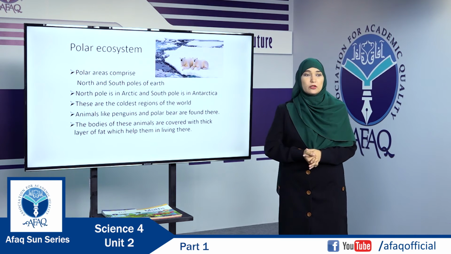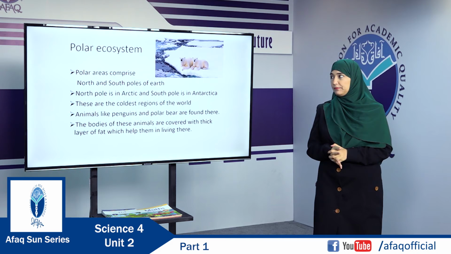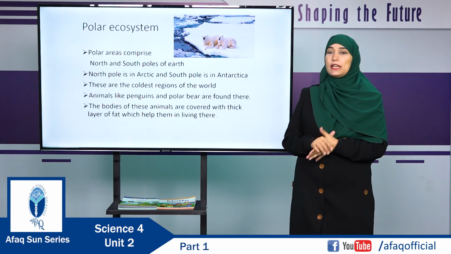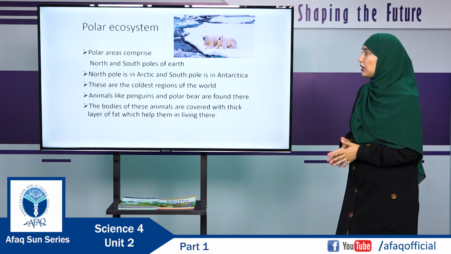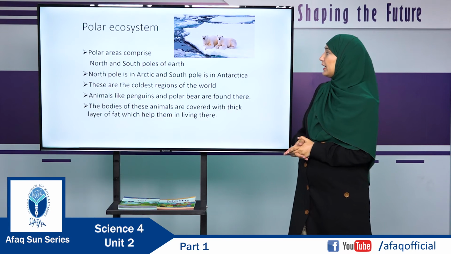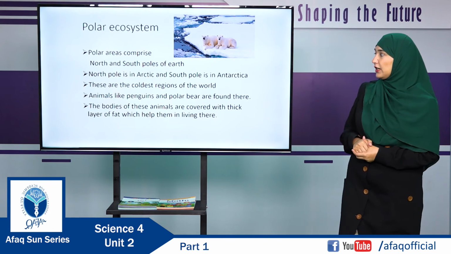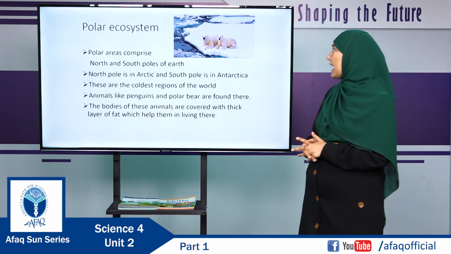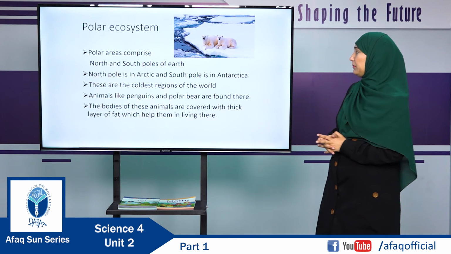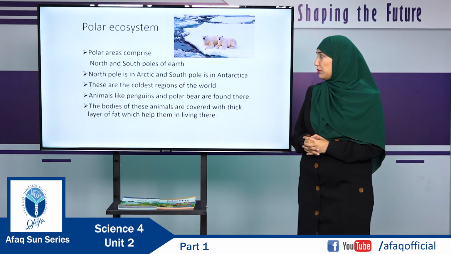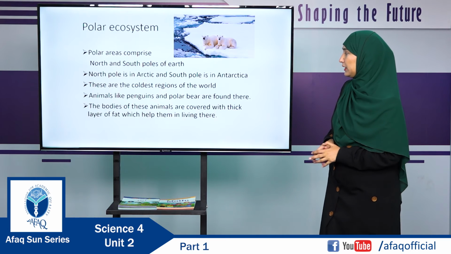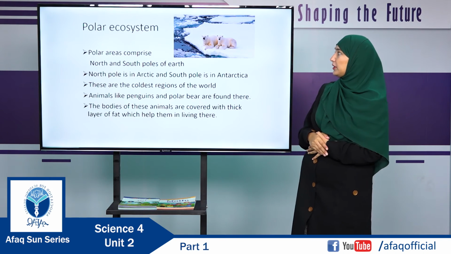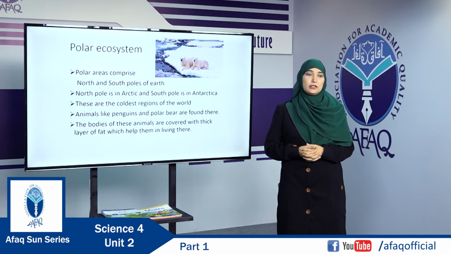Okay, another ecosystem is polar ecosystem. Polar areas are the areas found at the north and south poles. North pole is in the Arctic region and south pole is in Antarctica. These are the coldest regions of the world. Animals like penguins and polar bears are found here. The bodies of these animals are covered with a thick layer of fat which protects them from the harsh environment, and you cannot find any plant there.